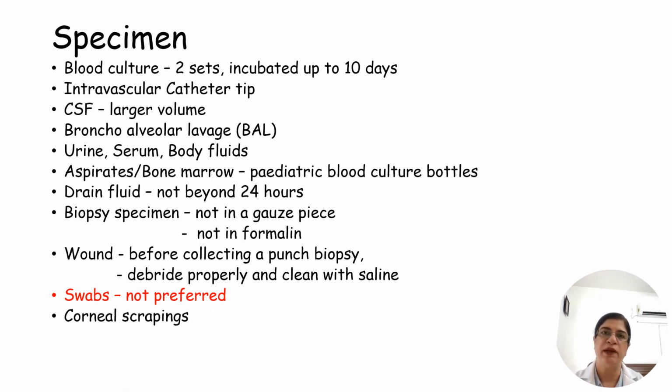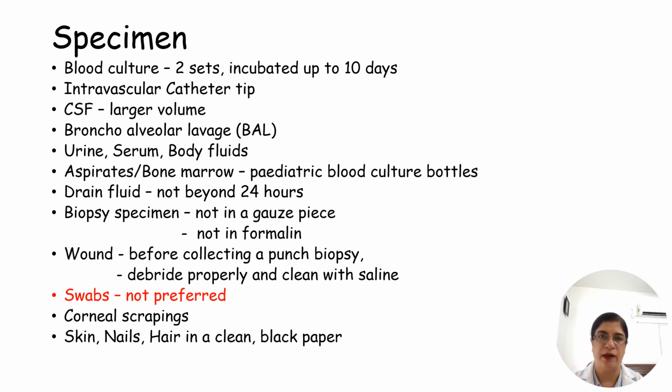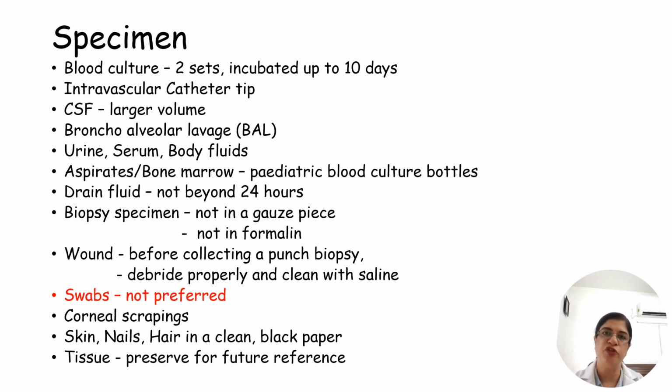Corneal scraping should be collected and inoculated on a blood agar plate or on a chocolate agar plate at the patient bedside. Skin, nails, and hair samples are collected for identifying dermatophytes, and skin should be collected from the advancing edge of the lesion by scraping. Nail should be collected by clipping close to the nail bed, and hair should be plucked, and they should be sent in a clean black paper. Tissue should be preserved for future reference in case diagnosis is not made.